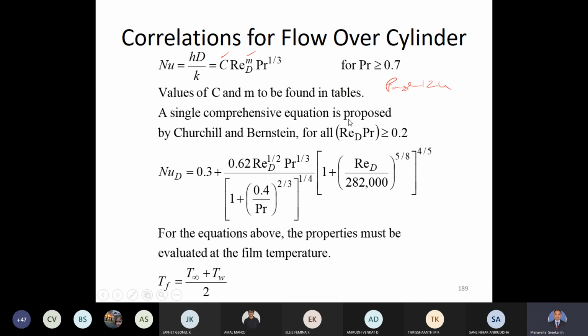Also, a single comprehensive equation is proposed by Churchill and Bernstein for all values of Reynolds-Prandtl product greater than 0.2. So another equation is also available here: 0.3 plus 0.62 Reynolds to the half, Prandtl to the 1/3, divided by this value. This looks a little bit complicated, but it covers a huge range of values, so many flow conditions can be simulated using this equation. For the equations above, the properties must be evaluated at the film temperature. Just like the flat plate, the properties must be found at the film temperature, the average of the surface temperature and the fluid temperature, divided by 2.